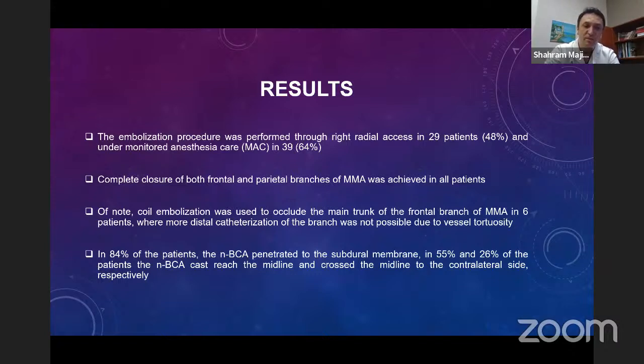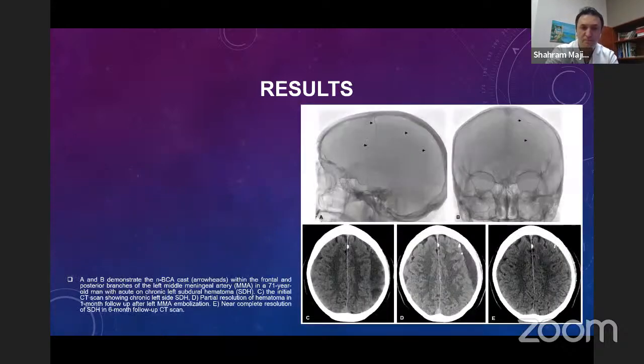In 84% of the patients, the NBCA penetrated to the subdural membrane. In more than half of the patients, it reached the midline, and in 1 out of 4 patients, the NBCA cast crossed the midline to the contralateral side.